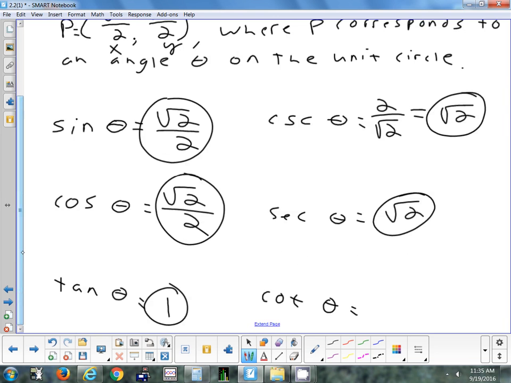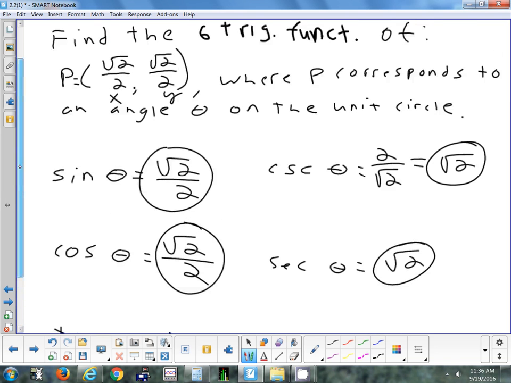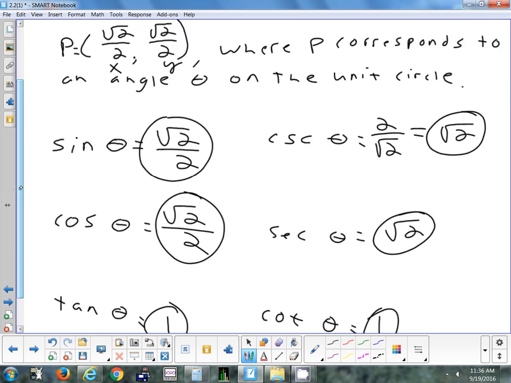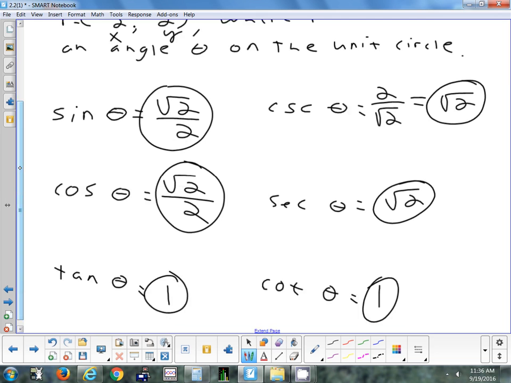Right, and the last one, my cotangent. Dan, what do you get when you flip 1? 1. Okay, so those are your 6 trig functions for actually a 45-degree angle, but you don't need to know it's a 45-degree angle today. All you need to know is that that's the coordinate. Hey, questions on that one?